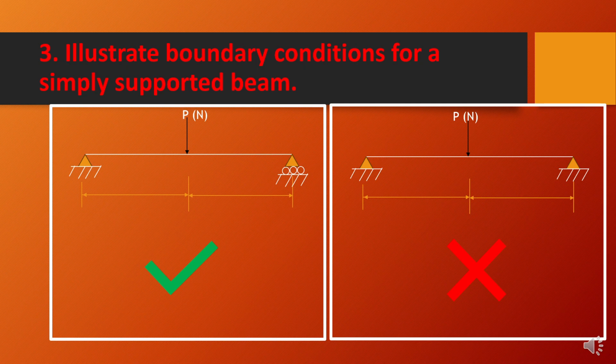Question number 3. Illustrate boundary conditions for a simply supported beam. This is one of the most popular interview questions that I have seen in my personal experience. If you look at the screen, you will see that on the left we have one boundary condition which is ticked correct, and on the right we have a boundary condition that is ticked wrong. This differentiation is very important, and it is looked for by the interviewer.